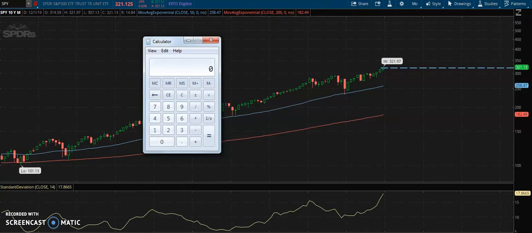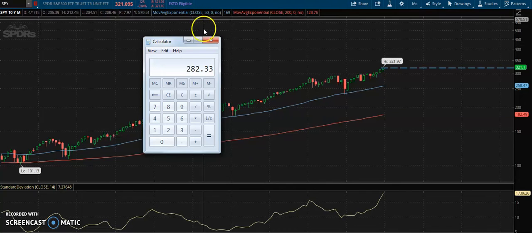We're going to go back and do the reverse of that to get the negative standard deviation. So we're going to take 314.31 and subtract 15.99. That's going to give us 298.32. We're going to subtract 15.99 again. That's going to give us 282.33.